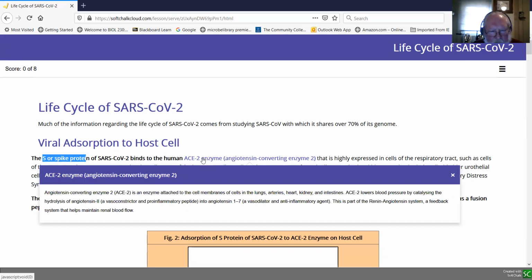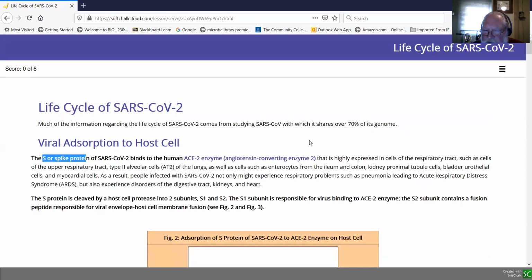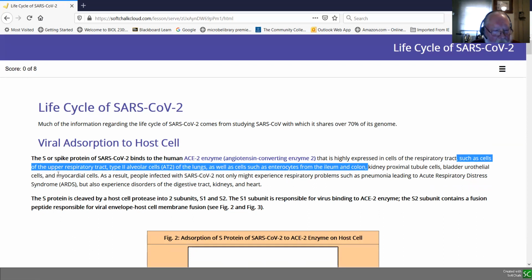That's what's going to enable the virus to bind to human ACE2 enzyme that's highly expressed on many cells in the body. Now, this ACE2 enzyme plays an important role in regulating blood flow and blood pressure and such. So it has an important role in many cells in the body, and it's expressed on many cells. This ACE2 enzyme is highly expressed in cells of our respiratory tract. That includes cells of the upper respiratory tract, where the virus usually gains a foothold, type 2 alveolar cells in the lungs, but this ACE2 enzyme is also found on enterocytes, cells found in the ileum and colon. It's found on cells in the kidneys, in the bladder, and myocardial cells in the heart.